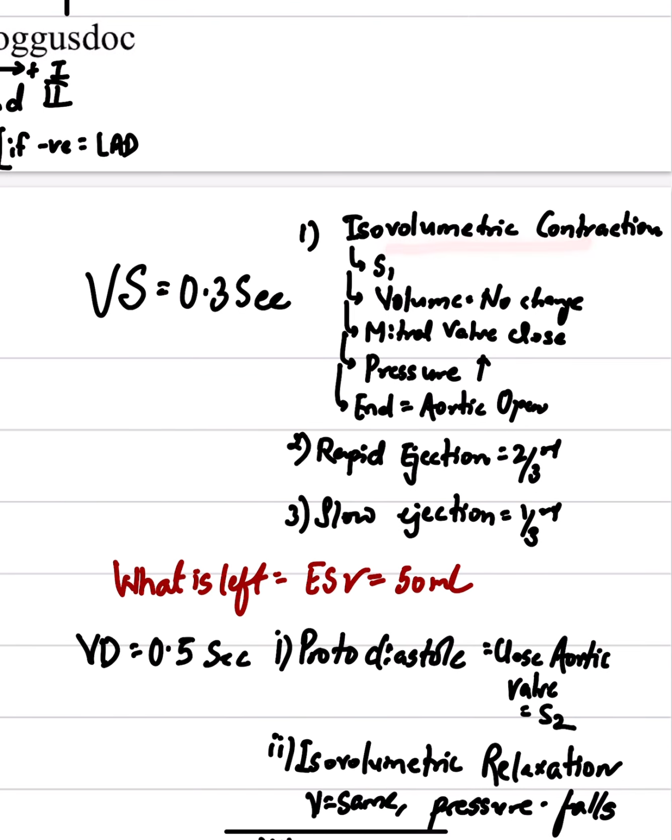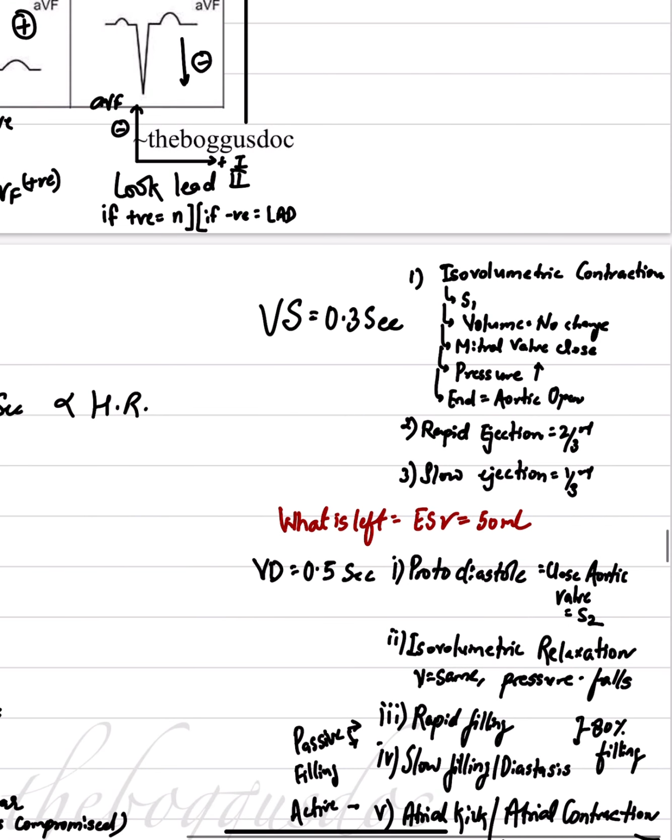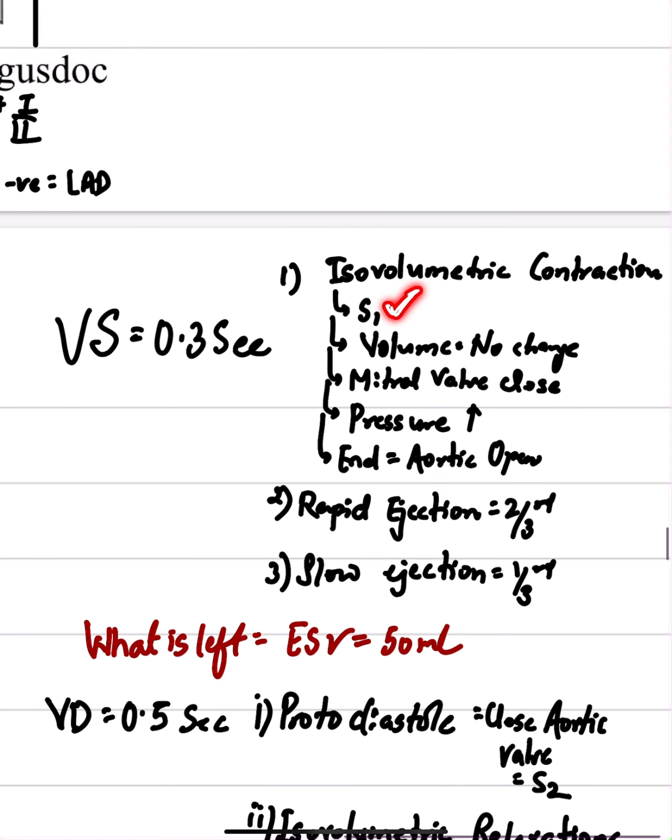In ventricular systole, which is 0.3 second, we have three phases. The first is isovolumetric contraction, meaning the heart is starting to contract. It involves the closing of which valve? The mitral valve, or the tricuspid valve we can say. It leads to S1. Because this is isovolumetric, there is no volume change. No valve is open, but the mitral valve is closed and denoted by S1.